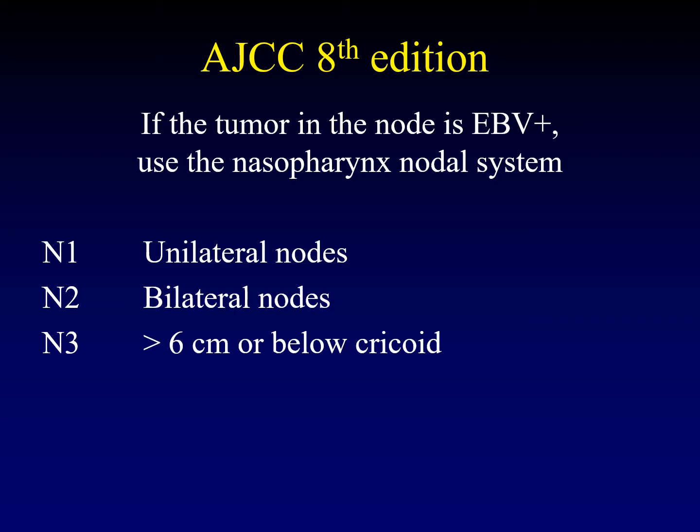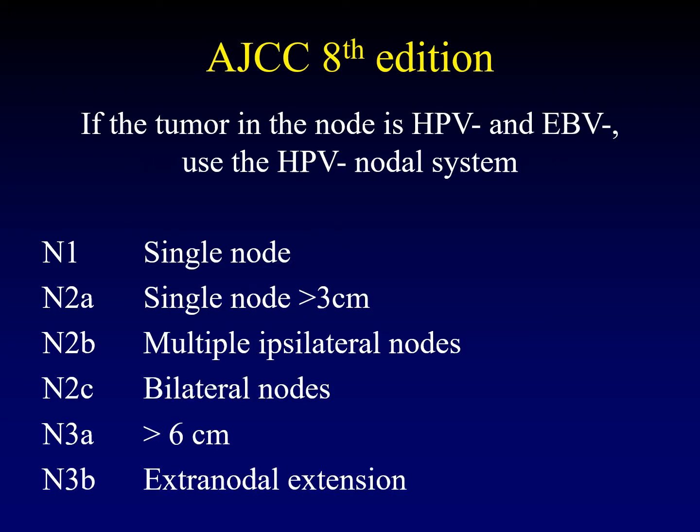N1 is unilateral nodes, N2 is bilateral nodes, and N3 is greater than 6 centimeters or below the inferior margin of the cricoid. If the tumor is HPV negative and EBV negative, then we're going to use the HPV negative nodal system, where N1 is a single node, N2A is greater than 3 centimeters, N2B multiple ipsilateral, N2C bilateral, 3A greater than 6 centimeters, and 3B definitive evidence of extranodal extension on pathology.